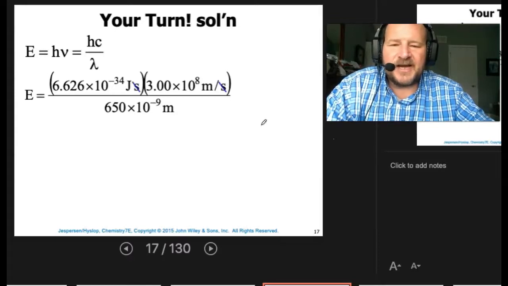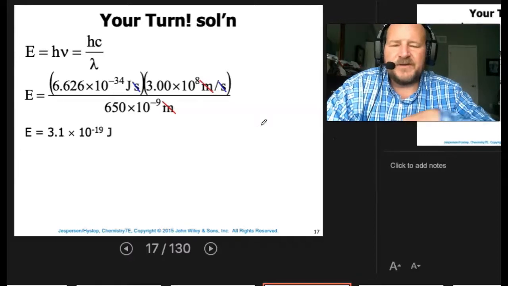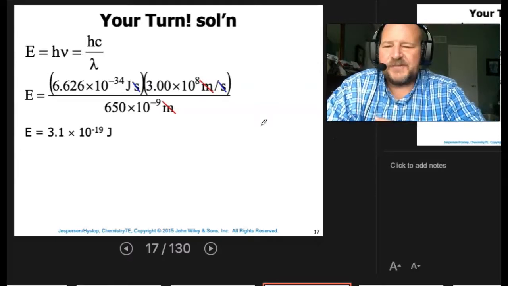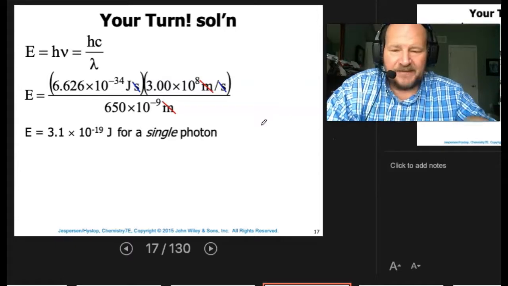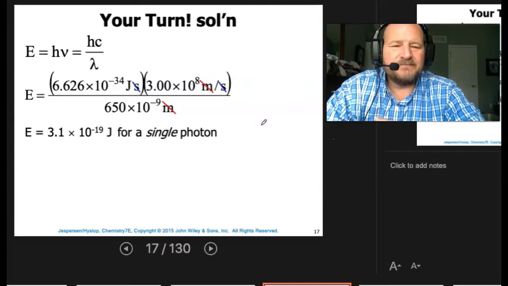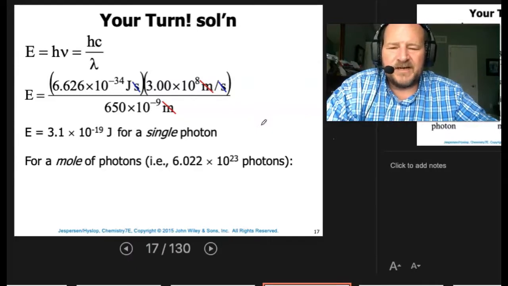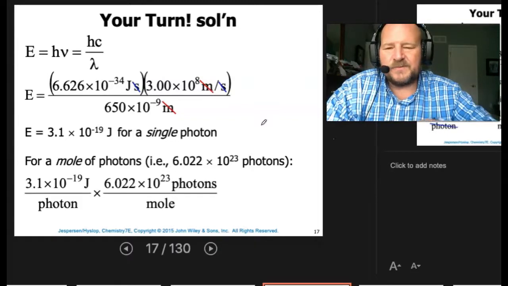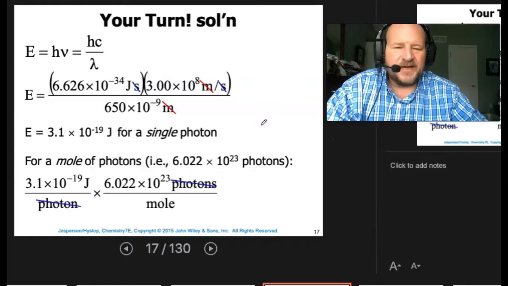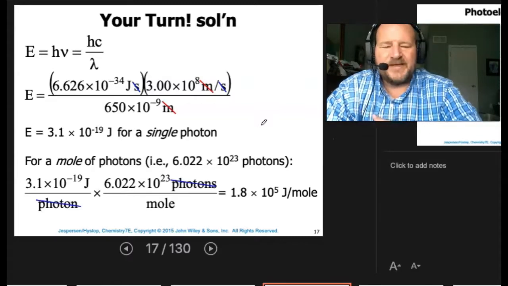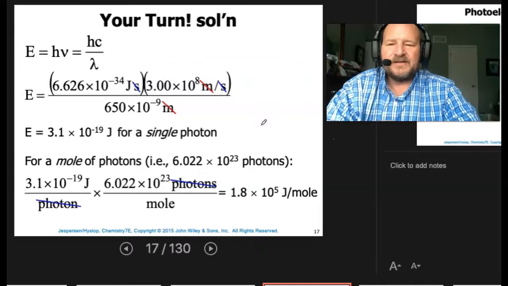Here we can see our seconds will cancel out with our per second. Our meters will cancel out. We'll be left with joules, which is a great unit for energy. So we have 3.1 times 10 to the negative 19. Now remember, that was for a single photon. Okay, that's a single photon. For a mole of photons, then what we're going to have to do is multiply by Avogadro's number, photons per mole. Photons will cancel out, and we'll have 1.8 times 10 to the 5th joules per mole. All right, so that's how we do that.